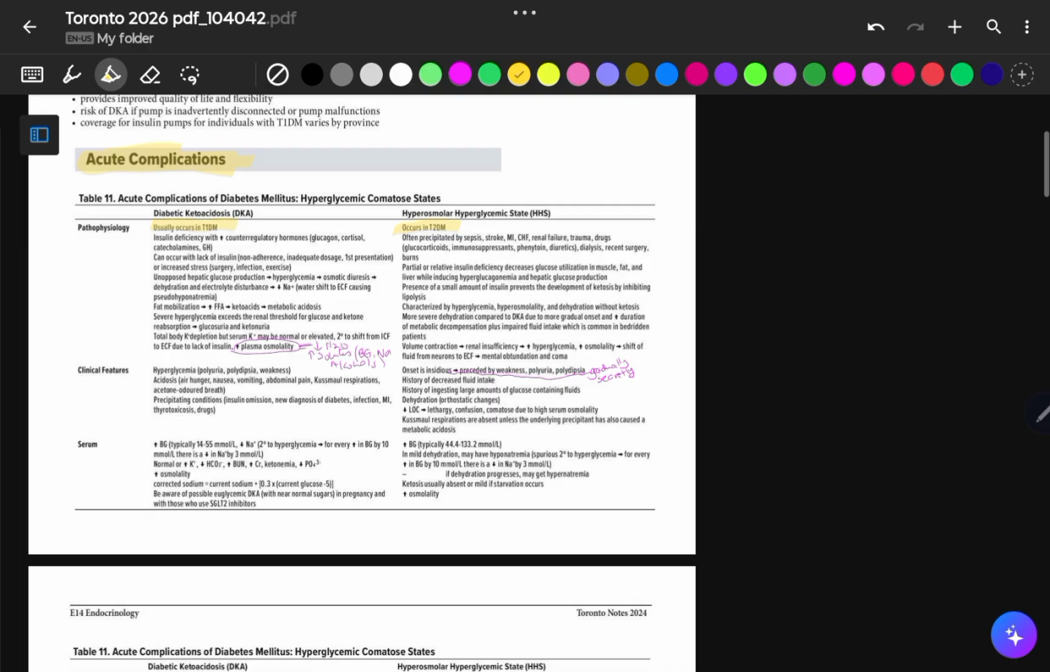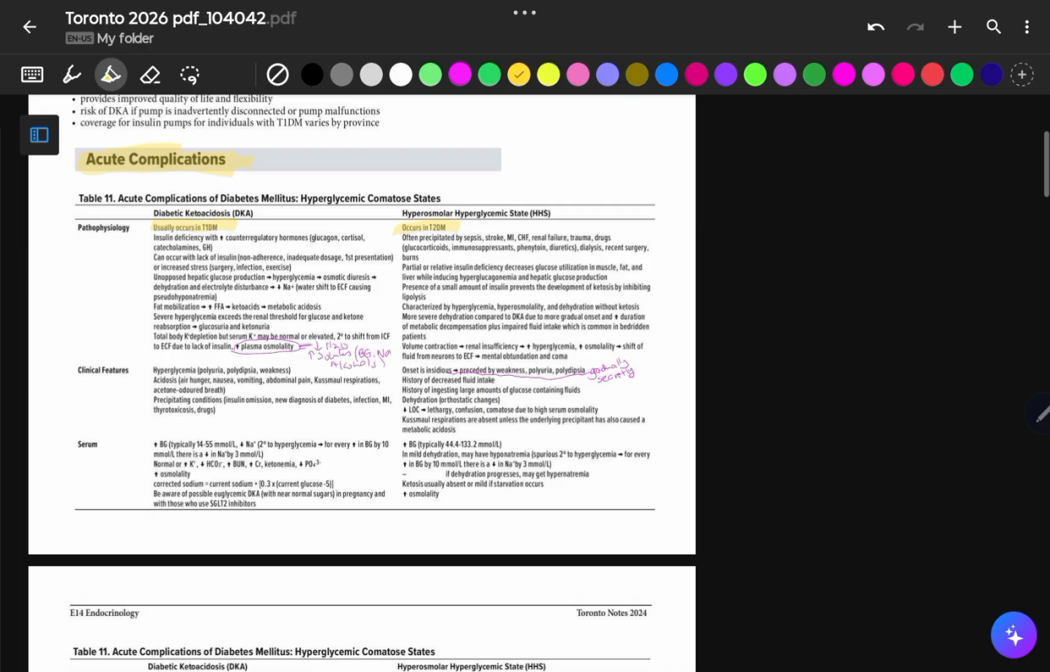All right, so HHS is characterized by hyperglycemia, hyperosmolality, and dehydration without ketones. That's the characteristics. There is more severe dehydration compared to DKA due to a more gradual onset. The symptoms are slow and not as acute. You have increased duration of metabolic decompensation plus impaired fluid intake, which is common in bedridden patients. All right, so basically, what are we saying?